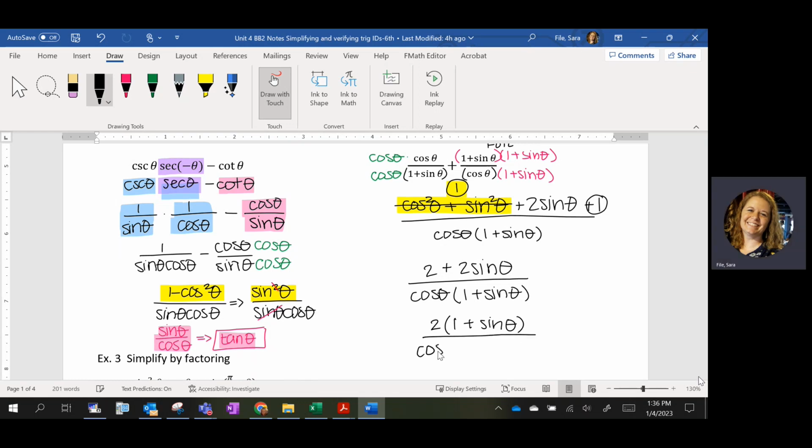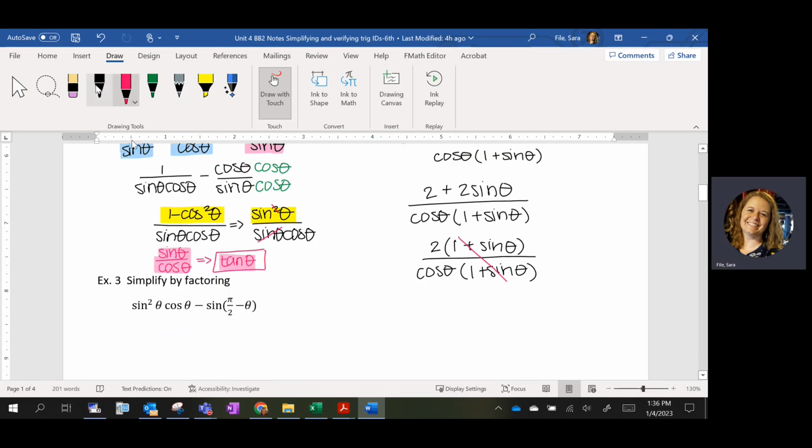And that helps me out because that 1 plus sine theta is a factor in the denominator as well, isn't it? So now that can reduce. So now I've just got 2 over cosine theta. That's pretty simplified, but I could make it a little simpler by writing it not as a fraction. If I didn't want it to be a fraction, what could I do? I could, instead of having cosine in the denominator, write it as secant in the numerator as its reciprocal.